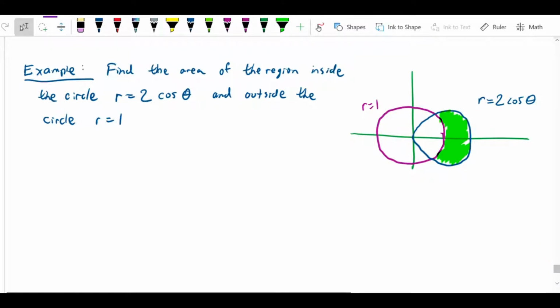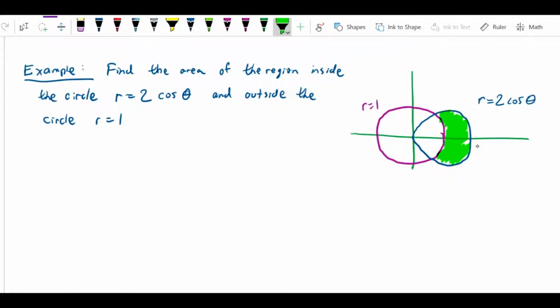So let's use the concept of area between polar curves to find the area of this green region, which is the area inside the circle r equals 2 cosine theta. That's that offset circle that I've described earlier, and outside the circle r equals 1. So that's just a circle of radius 1 with its center at the origin. So we draw two circles, both having a radius of 1, but they're kind of offset from each other, and we find this green region, and we want to understand it as the area between the purple curve and the blue curve. So let's find the area of that green region.